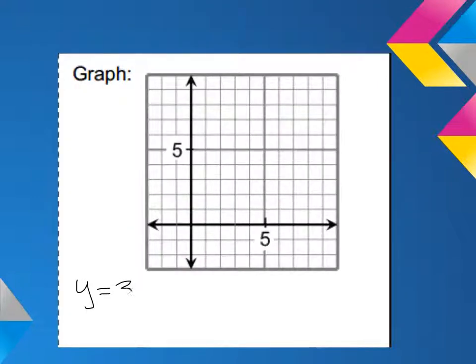Our first equation was y equals 3x minus 3. When we graph this, we are going to start at negative 3 on the y-axis. That is down here at negative 3. Our slope is 3. To make that a fraction, we put 3 over 1. So we're going to rise 3, run 1, rise 3, run 1, rise 3, run 1. And we have the graph of our first line.